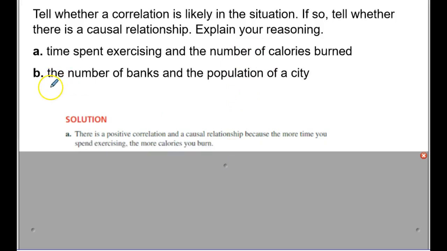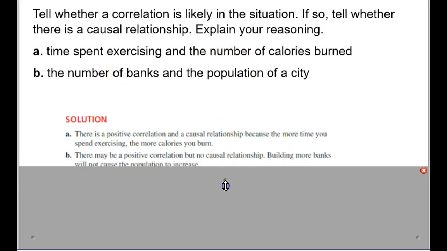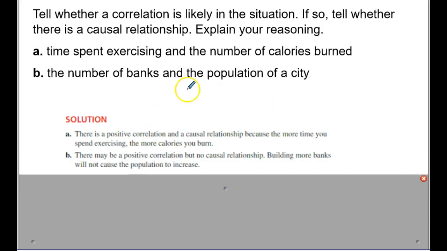Now let's look at part B, the number of banks and the population of a city. I would imagine that yes, the number of banks would go up and the population would go up. So I would say probably a positive correlation, but these are not causal. Having a huge number of banks will not cause the population of a city to increase. So that's not a causation. It might just work out that way. But it probably is a positive correlation, because the larger a population, the more banks we're going to have. So that happens as well. We're just looking at those generally.